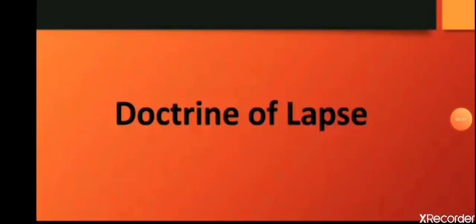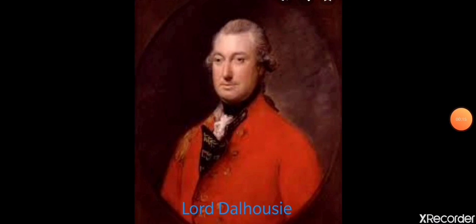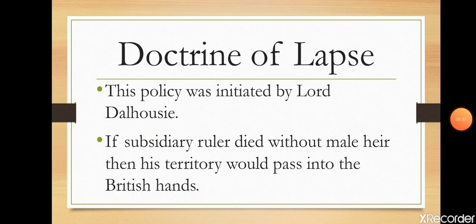The second policy adopted by the British was the Doctrine of Lapse. This policy was initiated by Lord Dalhousie. When Lord Dalhousie came to India as the Governor General in 1848, he was determined to extend the British Empire. So, he started a policy known as the Doctrine of Lapse. Under this policy, if the subsidiary ruler died without a male heir, then his territory would pass into British hands.